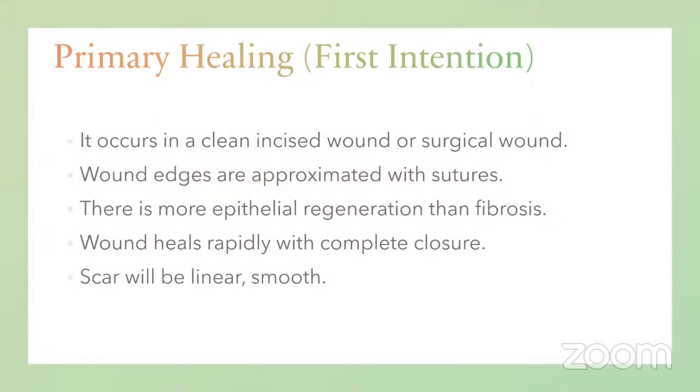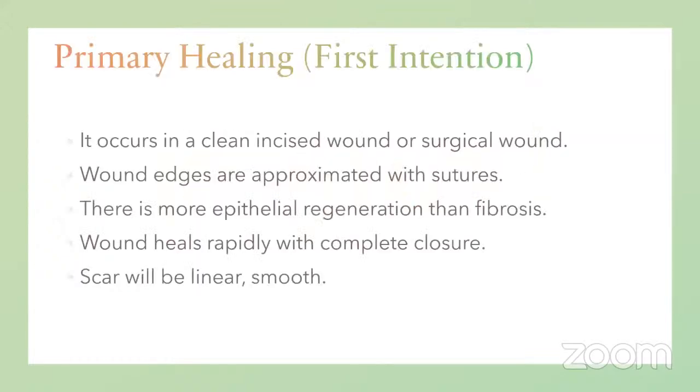Here, the one condition for primary healing is that the wound edges should be approximated either with suture, or if the wound is so tiny, it will happen naturally. Imagine a small abrasion has happened, it will definitely heal by primary intention, first intention. Here, one thing that we have to keep in mind is that fibrosis will be so minimal because the body is so easily capable of restoring the tissue with epithelial regeneration itself.